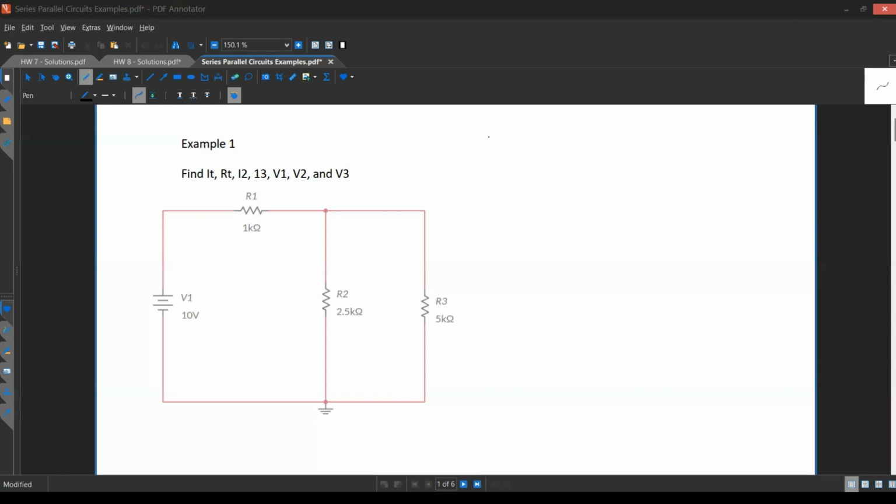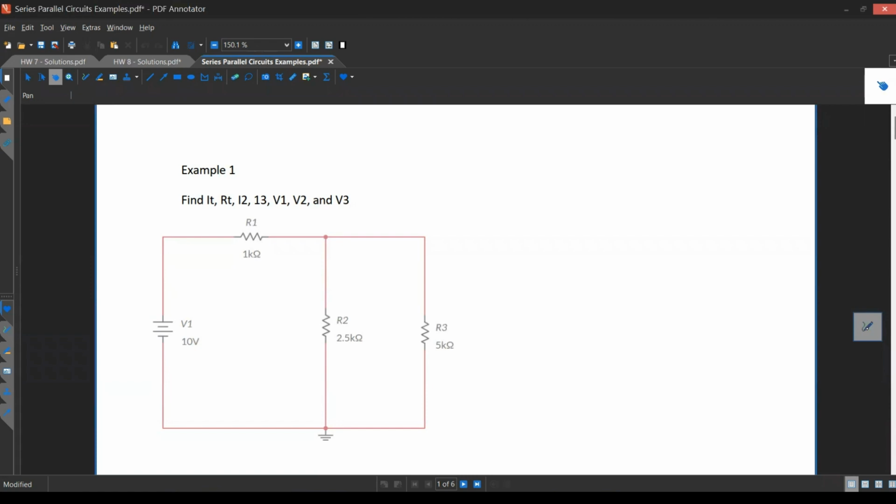So for this first example, I'm going to find IT, which is I total, the total resistance, I2, I3, and V1, V2, and V3.